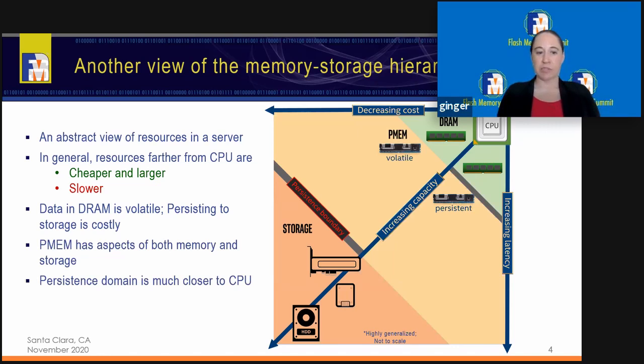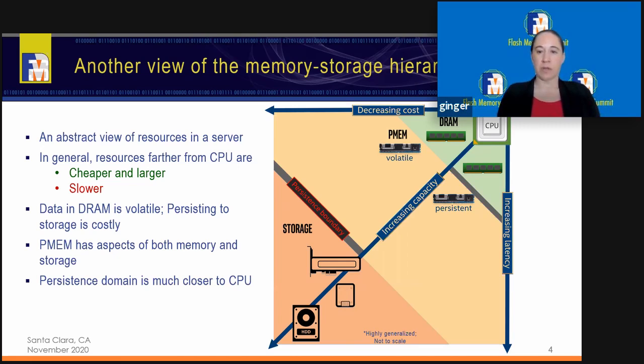Now let's add persistent memory to the picture. It gets a little bit more complicated. Persistent memory is close to the CPU, much closer than storage. There's still a gap between persistent memory and storage. It can actually be either volatile or persistent. If you're using persistent memory in the persistent fashion, then what you've done is actually move that persistence boundary much closer to the CPU. And there's a lot of really great benefits that you can get when you do that.